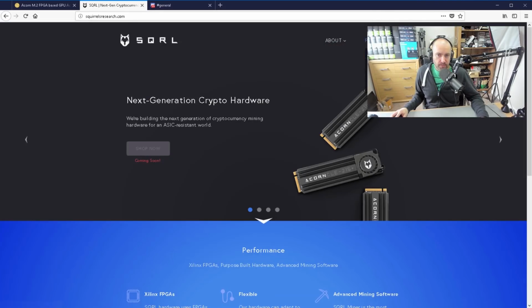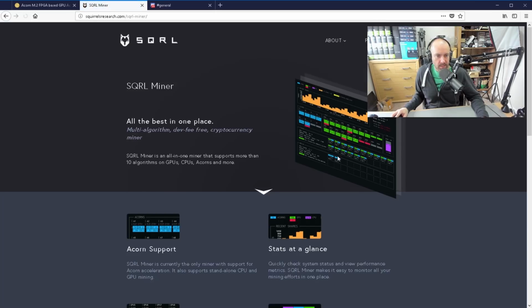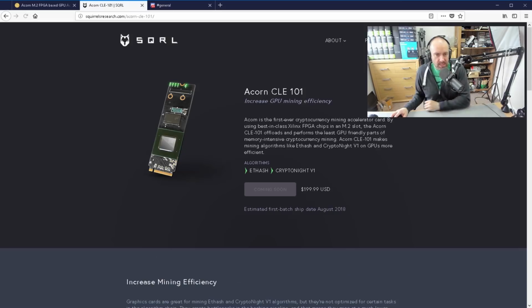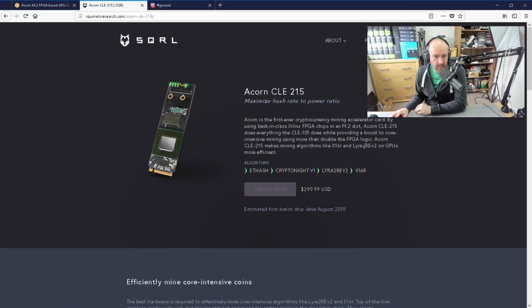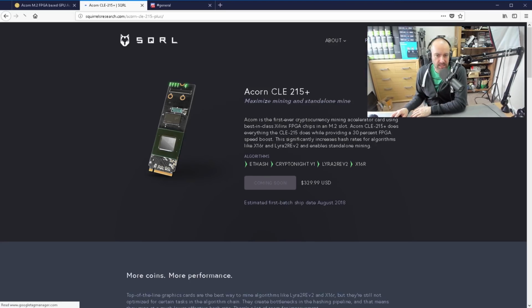So there's a few different products. They've got their own miner, the Squirrel miner, but what I want to show you is the actual devices. So there's the Acorn CLE101. This one is $200. It does 8 hash in CryptoNight version 1. So that's the cheapest one. Then there's the CLE215. This one also does Lyra2REv2 and X16R. And then for another, I think it's $30. Yep. So up to $330, you've got the 215 plus.